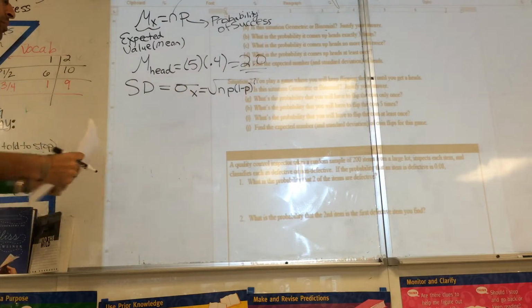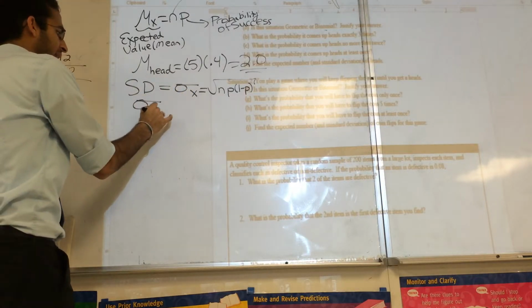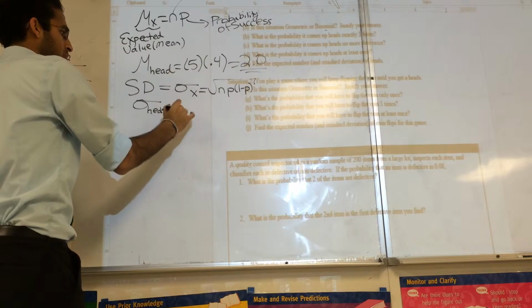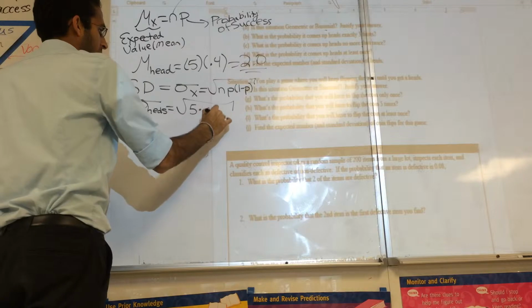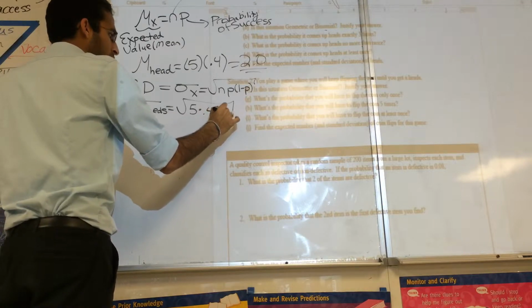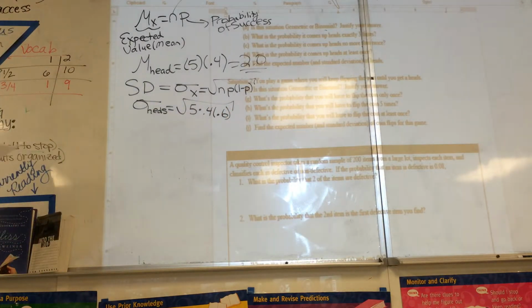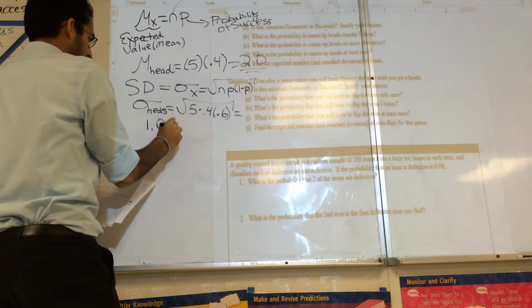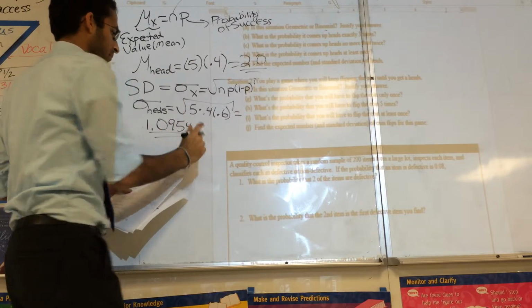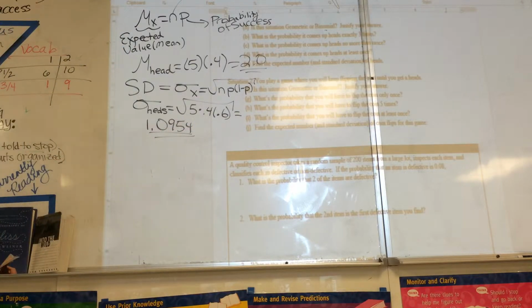So let's plug in what we know. The standard deviation of heads is equal to the square root, n is 5, p is 0.4, and 1 minus p is 1 minus 0.4, so 0.6. This would go straight to the calculator, and we would get something like 1.0954. This would be the standard deviation of flipping the coin 5 times.